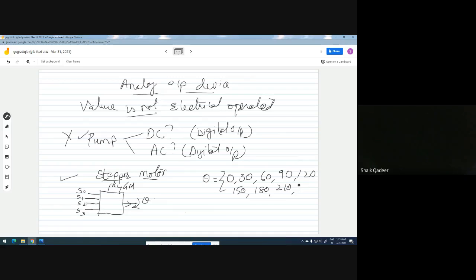Eighth pulse, 240. Ninth pulse, 270. 10th, 300. 11th, 330. 12th, 360. To complete one revolution, how many pulses are needed?